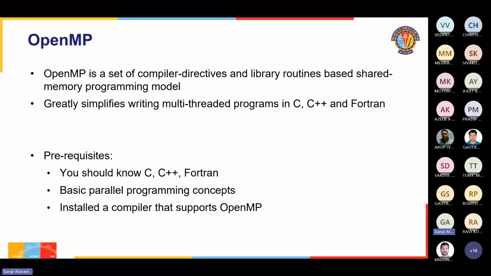For OpenMP, as I mentioned, you can use it with C, C++, and Fortran, and we'll be using C. GCC will support OpenMP, so as long as you're using a WSL with GCC, that should suffice, and you should be able to start working with OpenMP right away.